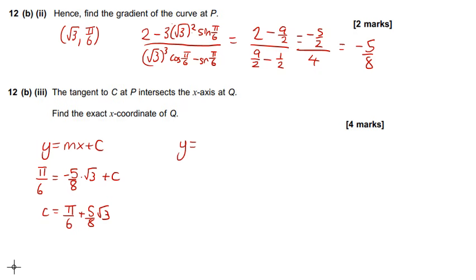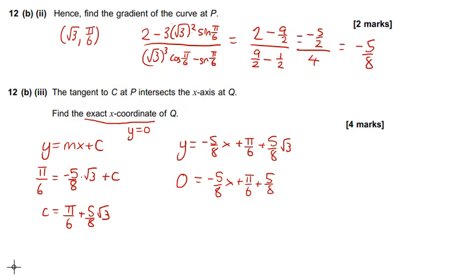So y is equal to minus 5 over 8x plus pi over 6 plus 5 over 8 √3. And the question is, what's the x coordinate? Well, the x coordinate is where y is equal to 0. So we just need to solve this equal to 0. So we'll move the x term to the left hand side. That will become 5 over 8x is equal to that, and then multiply by 8 over 5.